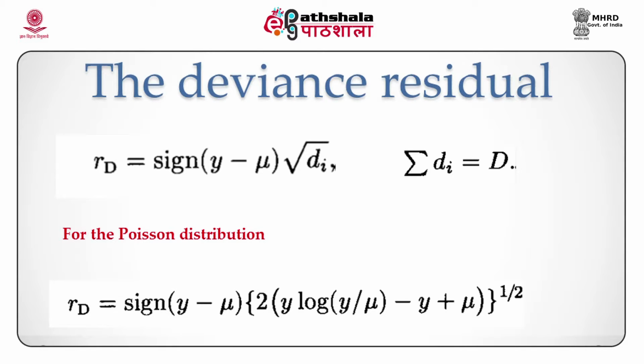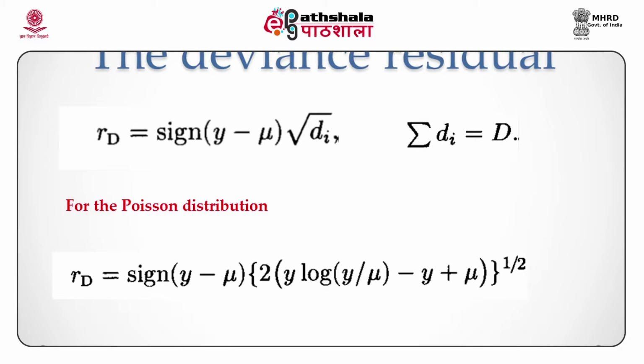and in this case, we would substitute mu by mu hat. For the Poisson distribution, we know the form of the log likelihood and hence the form of the deviance, and using this, the deviance residual turns out to be Rd equal to the sign of (y minus mu) times (2 (y log(y/mu) minus y plus mu)) to the power half. Again, we substitute mu by mu hat to get a form which is usable.